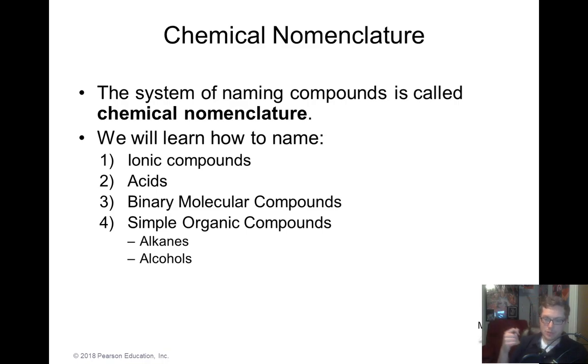So this is Chem 2, Unit 2, end of Chapter 2. We're going to talk about chemical nomenclature: naming ionic compounds, naming acids, naming binary molecular compounds, and naming simple organic compounds. So this will be a bit of a doozy of a video. Lots of different things to cover, lots of different rules. You might have to watch it more than once and do lots of practice on your own.